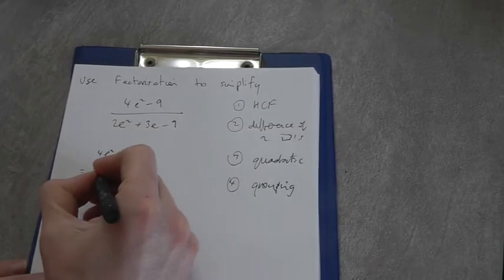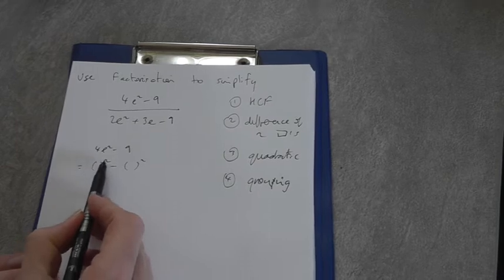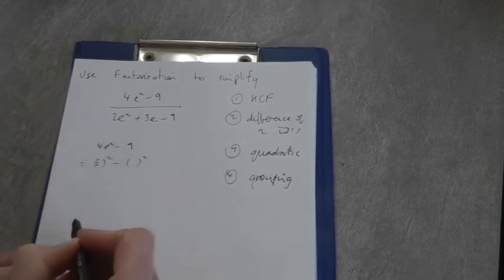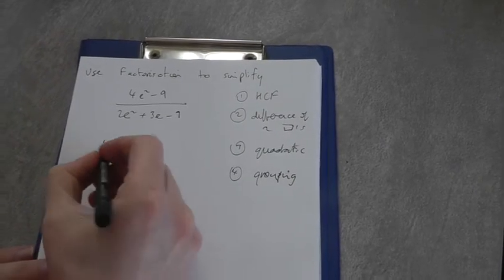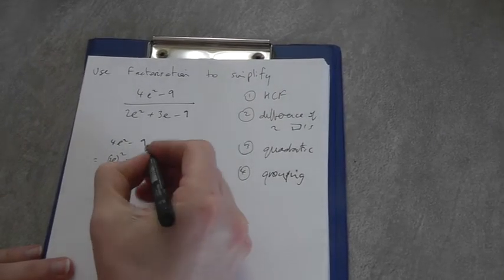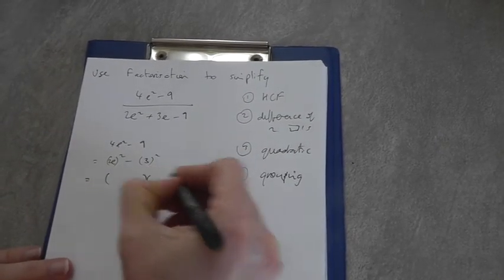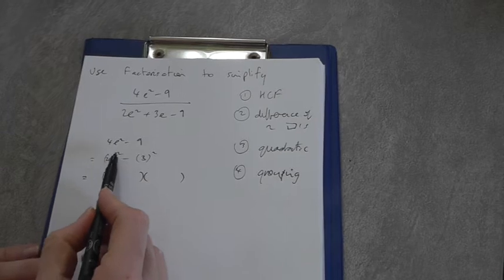So the first thing I do is write a little bracket squared minus a little bracket squared. And what number squared gives you 4? That would be 2. And what letter squared gives you e squared? That would be e. My minuses come down. And what number squared will give you 9? That would be 3. I then write 2 brackets side by side, and 2e squared is first.